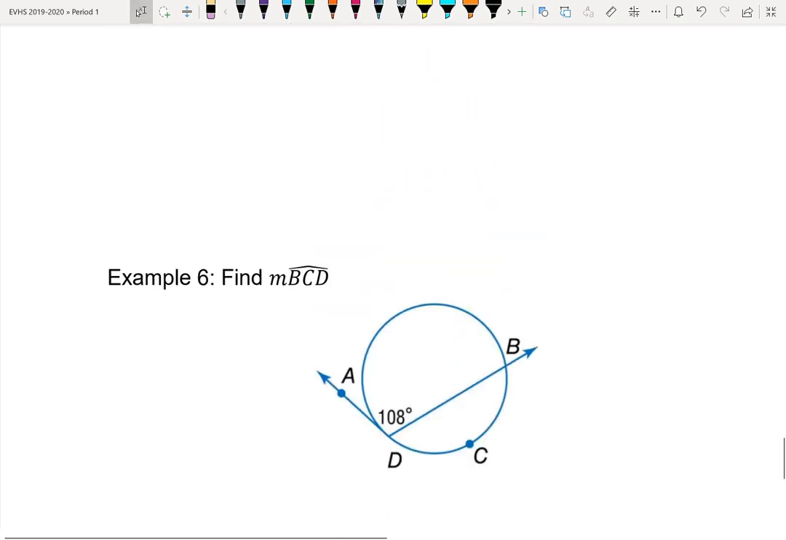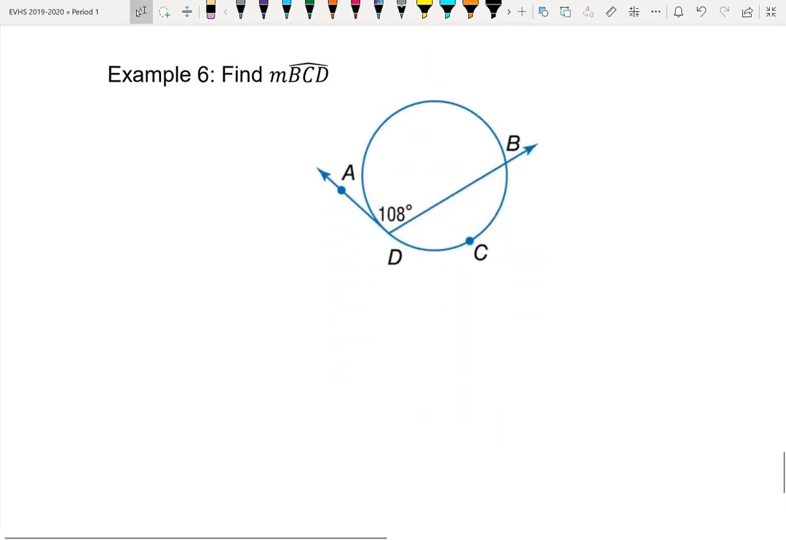Number 6, and yes, this is our last example. We want to find the measure of arc BCD. And I apologize, it doesn't look like an actual arc symbol. That's the best I could do with the font I was using. So it's arc BCD. So BCD is this arc over here. I'm going to label that arc as X.